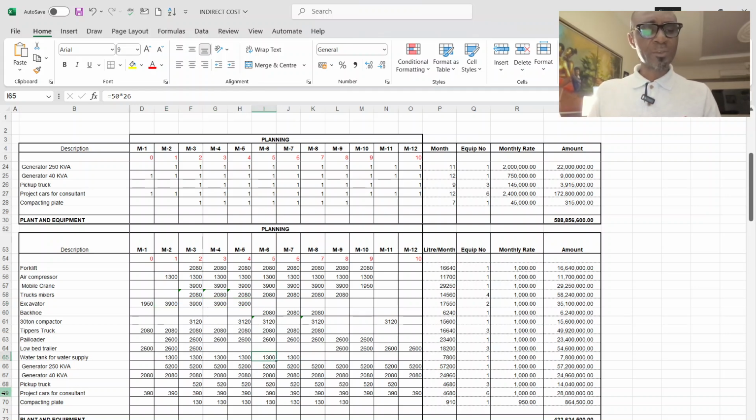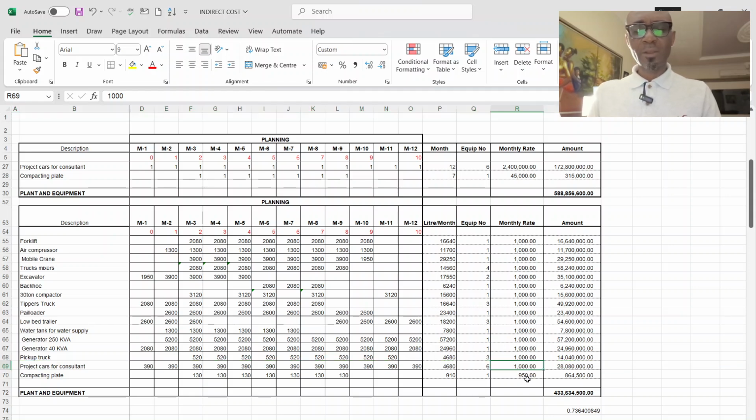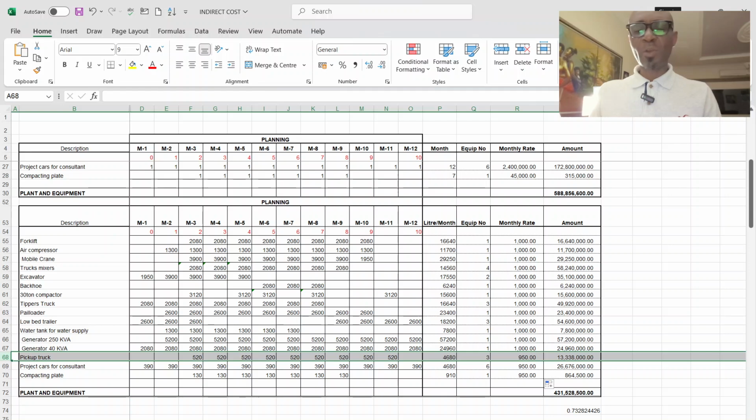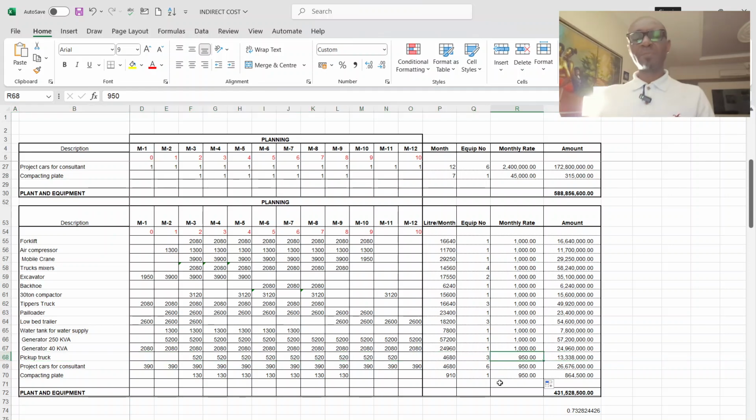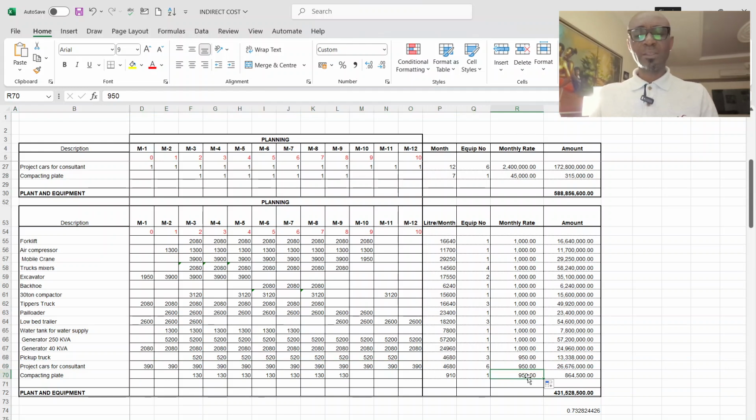Then there is something I just realized that I did wrongly, which is the cost of the project trucks. The project vehicles are fuel, not diesel. You can see the pickup is supposed to be 950 per liter. The project cars, which are usually cars, 950 per liter. Then the compactor plate is fuel, which is 950 per liter.